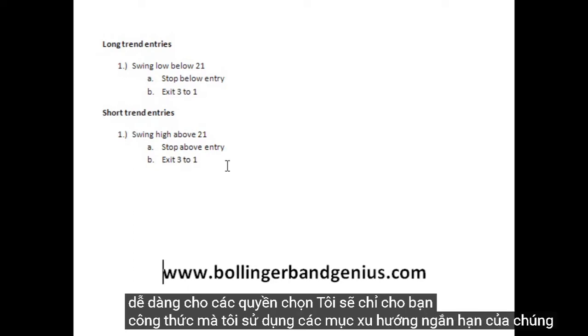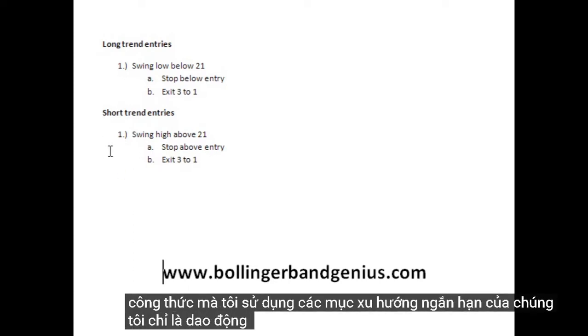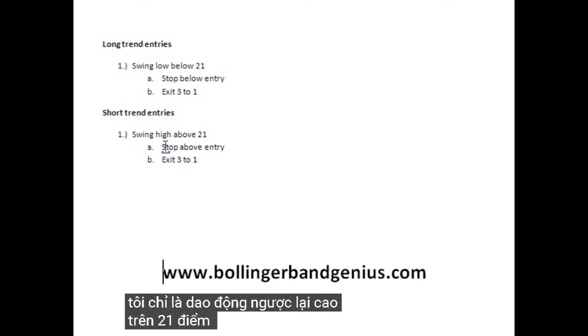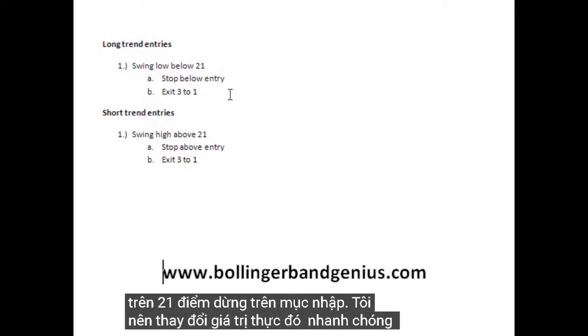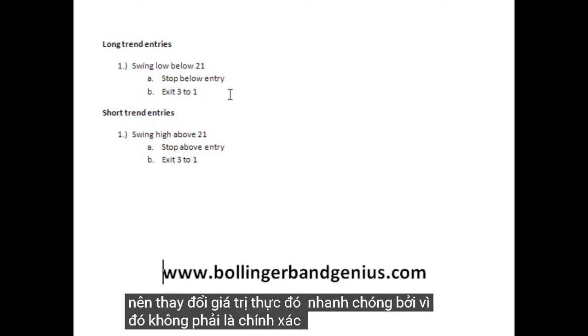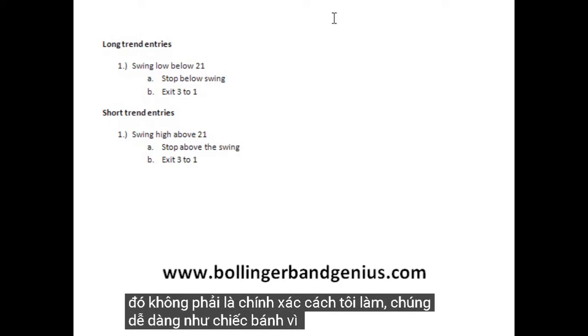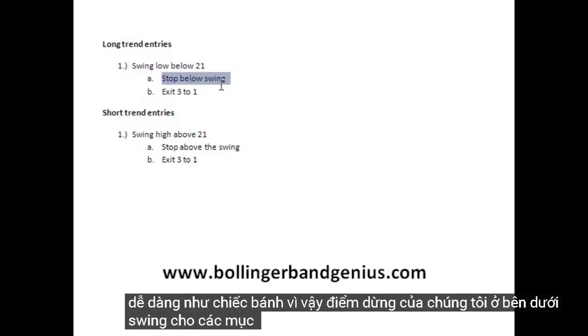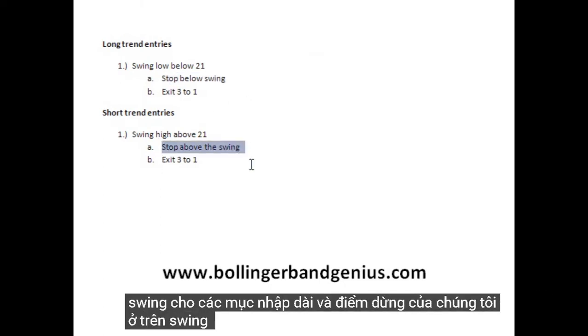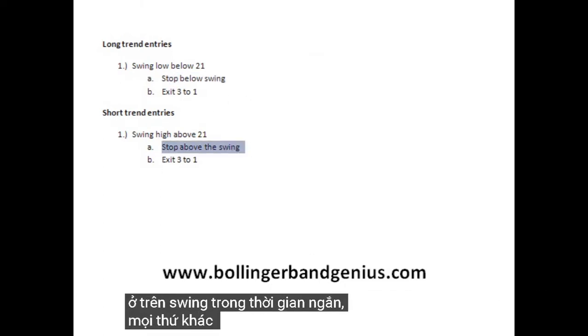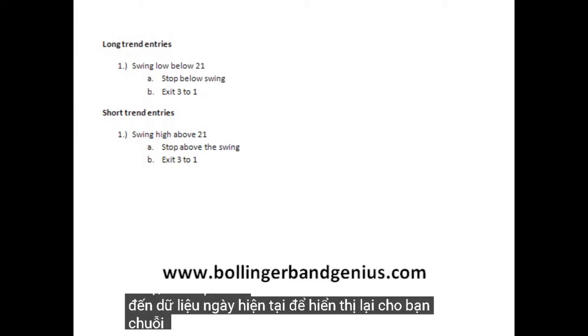Our short trend entries are just the opposite. Swing high above the 21, stop above the entry. I should change that real quick because that's not exactly how I do it. There, easy as pie. So our stop is below the swing for the long entries, and our stop is above the swing for short. Okay, everything else remains the same. So let's take a look at what I'm talking about. For the example, I'm going to have to go to current day's data to show you the option chain.